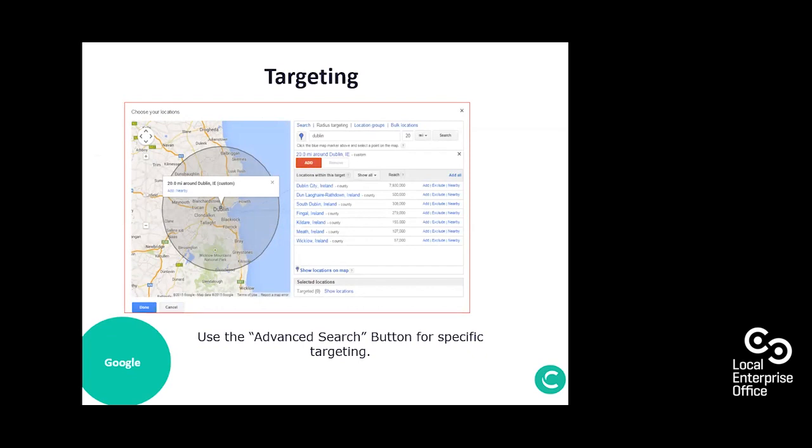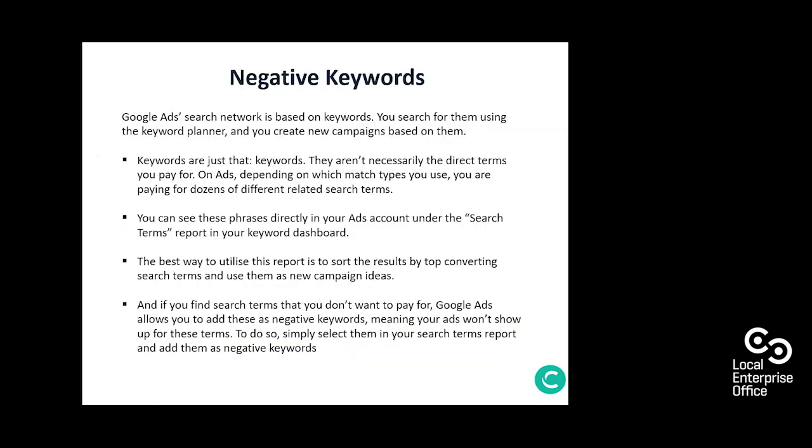So we're looking here and we're targeting various areas within Leinster, depending on what's relevant in terms of the particular business. So these are what are called negative keywords. I'd mentioned to you guys at the start that there are different match types that you can put.